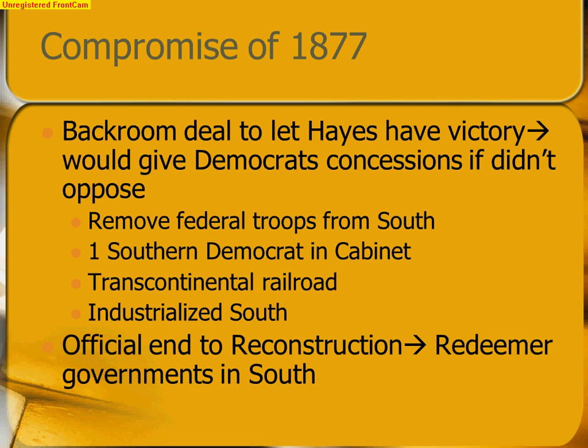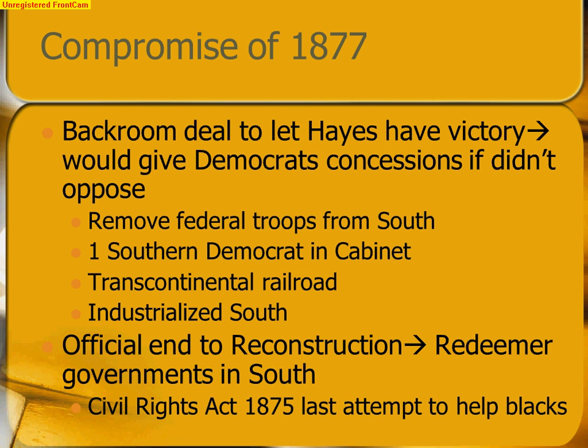This is the moment where the Republicans turn their backs on African Americans in the South and allow Democrats to take back control over the South, to end Reconstruction and allow a return to those Redeemer governments in the South in order for Rutherford B. Hayes to be elected president in 1877.